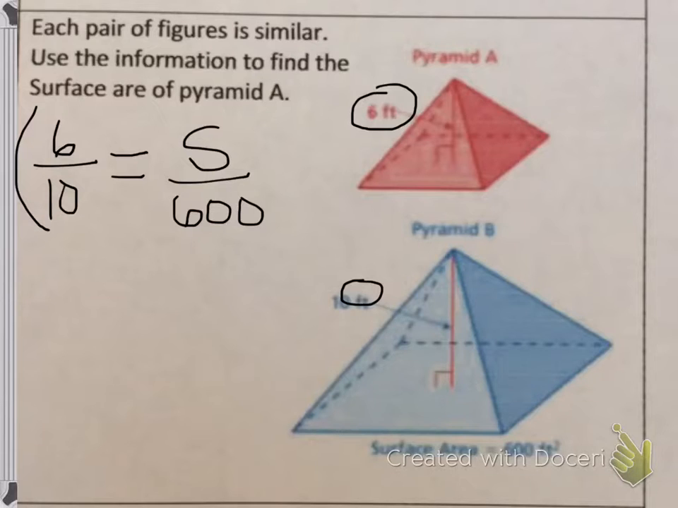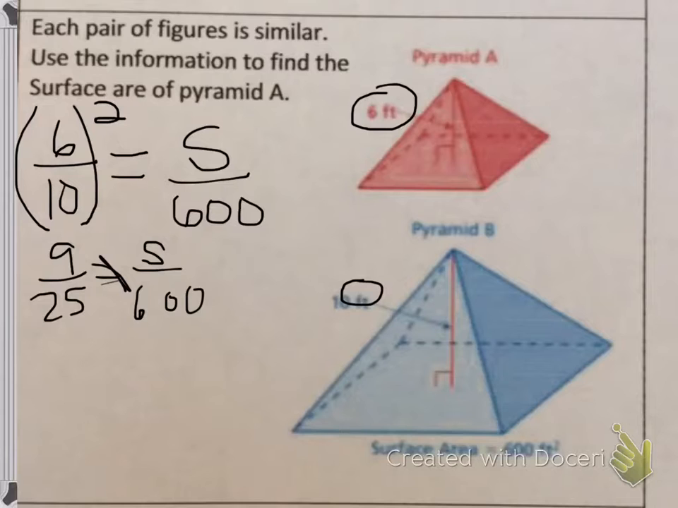But again, remembering our rule at the top of this note-taking guide, it says if we're going to use a scale factor, we would have to square it to get to the surface area. So we're going to square that, since we're dealing with surface area. If I do 6 over 10 on my calculator and I square that, what do I get? I get 9 over 25. So I'd have 9 over 25 equals S over 600.